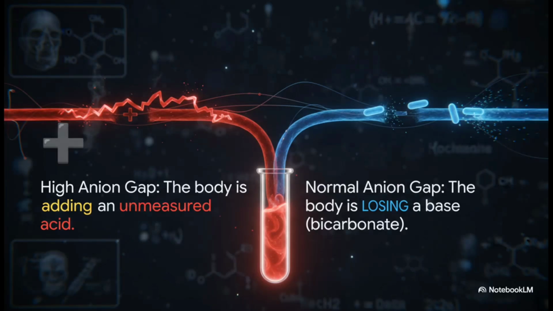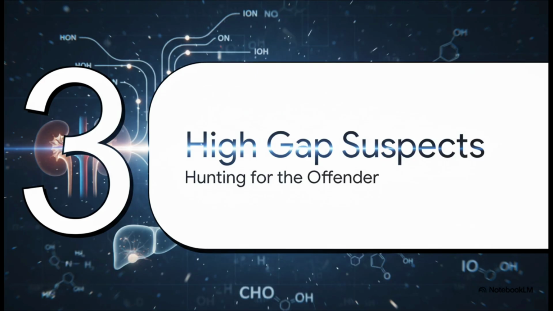So here's the bottom line. This one simple calculation is a fork in the road. It splits our entire investigation into two completely different paths. Is the anion gap high? Then we are hunting for an added acid that has been added to the system. Is the gap normal? Then the problem isn't an added acid, it's a loss of base, a loss of bicarbonate. Two totally different cases. So, let's go down that first path.